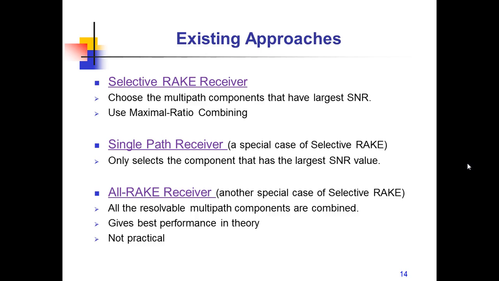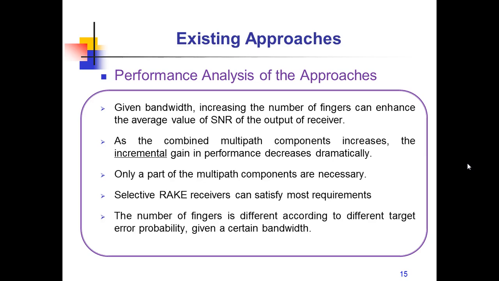The third approach is the all-rake receiver, which is another special case of selective rake. This kind of receiver collects all the resolvable multipath components and conducts the maximal ratio combining. That means that all the detectable useful information is used by the receiver, hence, theoretically it can give the best performance. However, it is not practical, because it has too much complexity. It may not be worth using such a receiver.